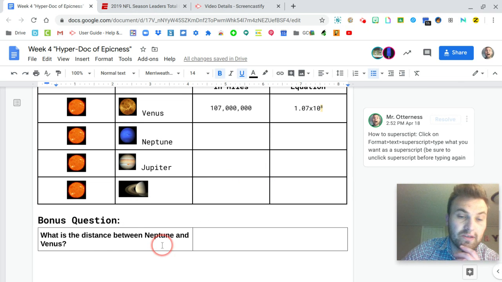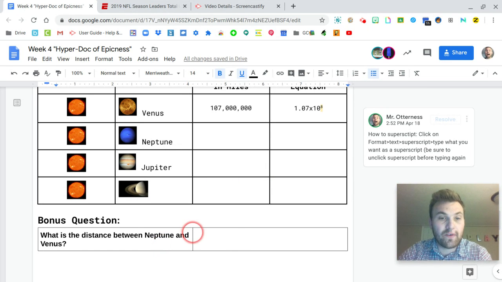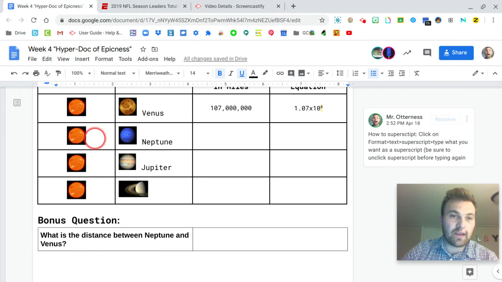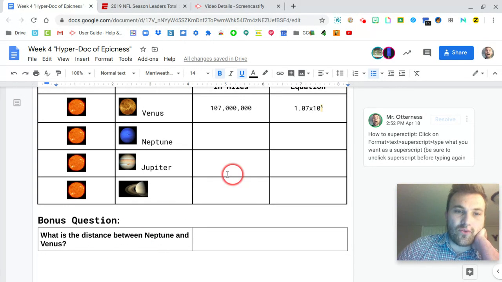And then a bonus question. You're gonna have to figure out how to go about this, right? That's the idea. What is the distance between Neptune and Venus? Now, of course, the distances are only relating to the distance between the sun and each respective planet. So it doesn't give you distances between planets. So you're going to have to find that. All right, you're going to have to do some logical reasoning. All right. Okay.